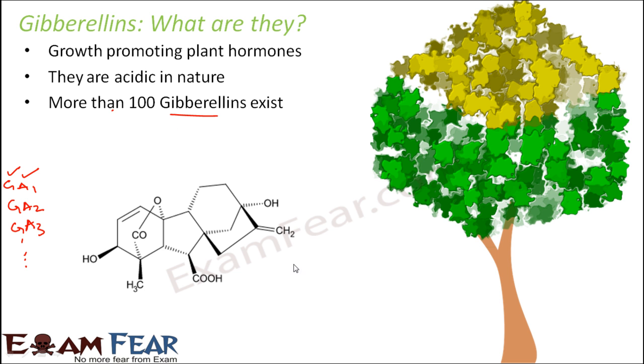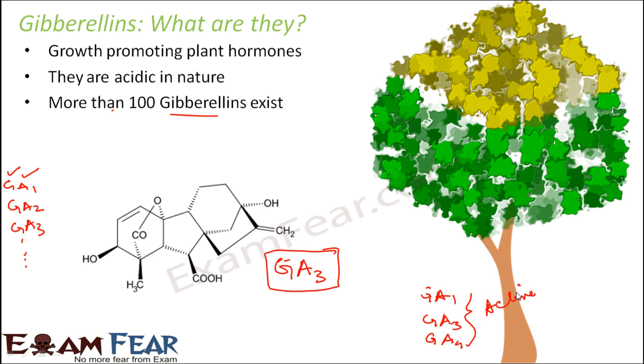So here in this picture you see a structure, and this structure is of GA3, that is gibberellic acid 3, which is also sometimes synonymously known as gibberellic acid. Again, some of the gibberellins are active, whereas some are inactive. Some examples of active gibberellins are GA1, GA3, GA4. These are some of the active gibberellins. So this was about the structure of gibberellins.